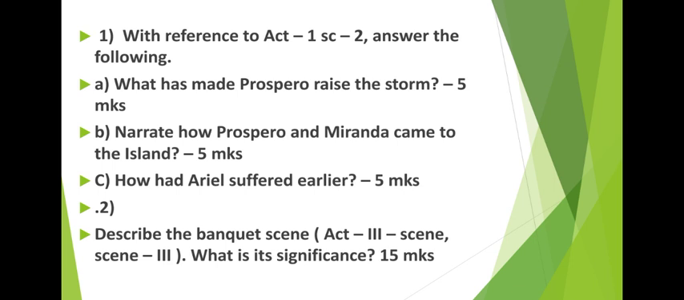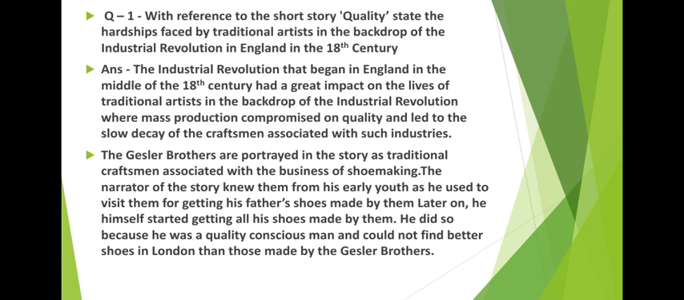Same is the case with prose and poem. You are going to get 3 questions of 5 marks each and even a 15 marks question. Today I am going to give an example of a question from Echoes, chapter 3, Quality. Okay, a 15 marks question. Come on, let's start. With reference to the short story Quality, state the hardships faced by traditional artists in the backdrop of the Industrial Revolution in England in the 18th century.